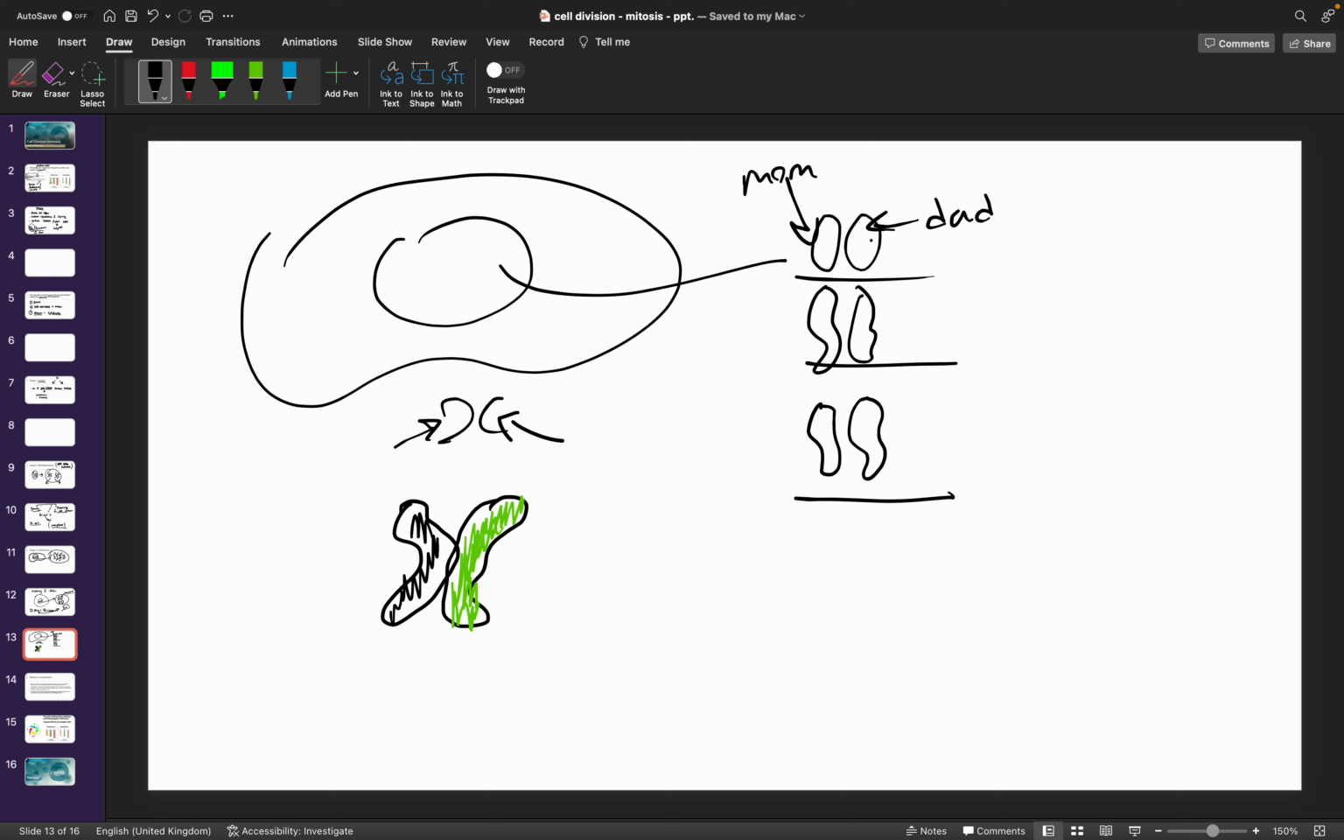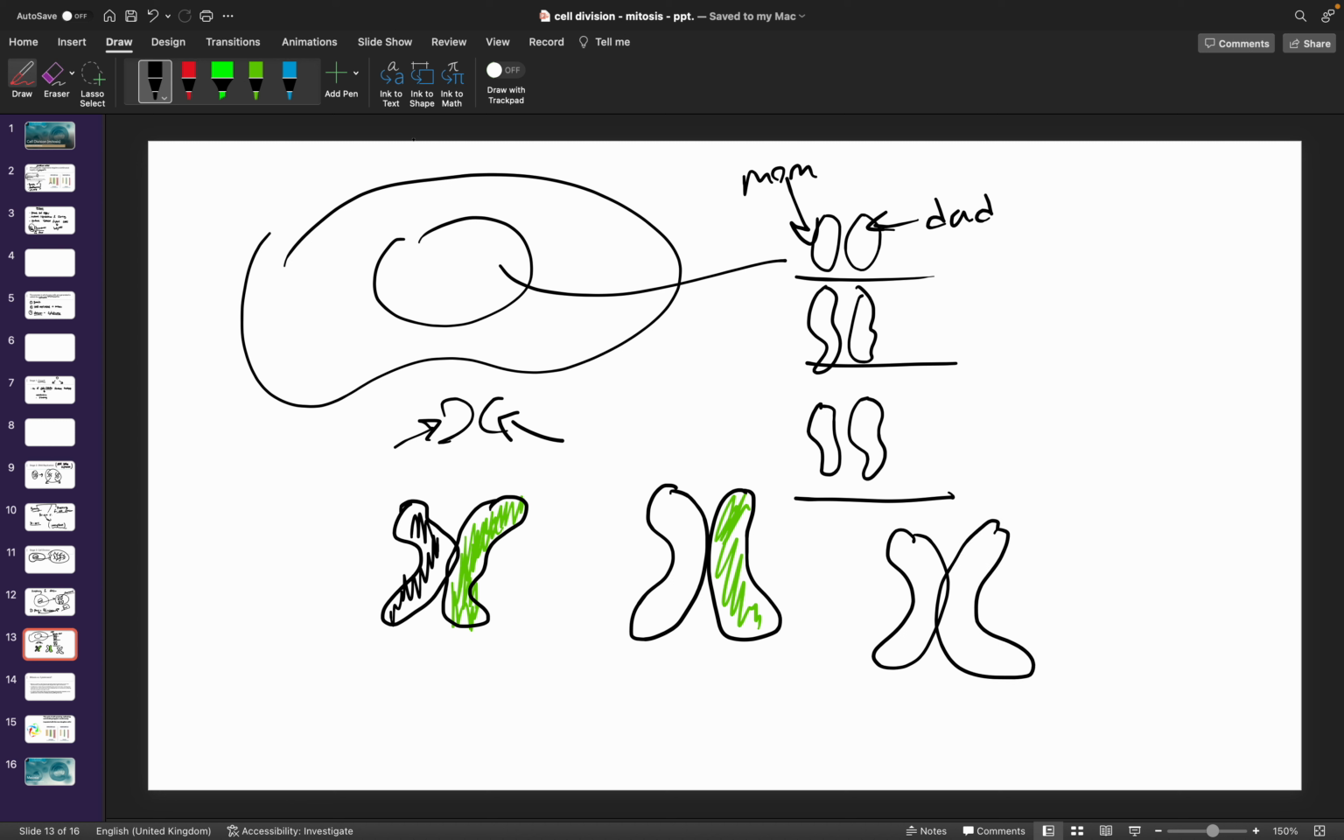And this would happen for all 46 of these. So if this was the duplicate of the mom's one, we'd have another duplicate of the dad's one, and we'd color the duplicate in green. Then for another chromosome, we'll take the mom's one this time and have a duplicate of it in green. Anyways, the point is, all 46 chromosomes in humans will be duplicated and form this X-shaped structure.